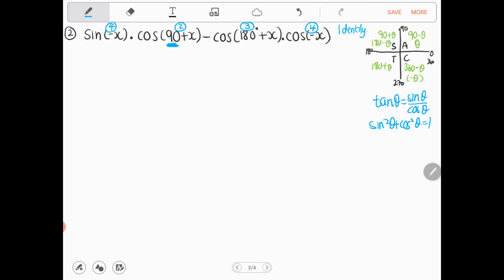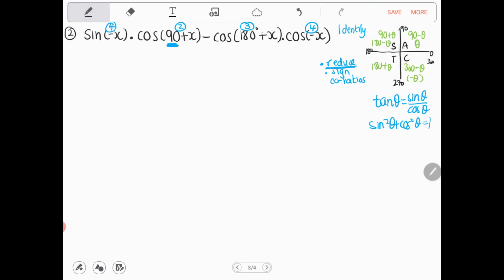Okay, and I've also checked for my co-ratios. Okay, now I do my reduce. So we watch our sine and we watch our co-ratios. So when we're doing our reductions, watch your sine and watch your co-ratios.